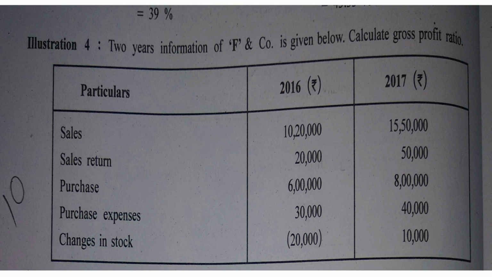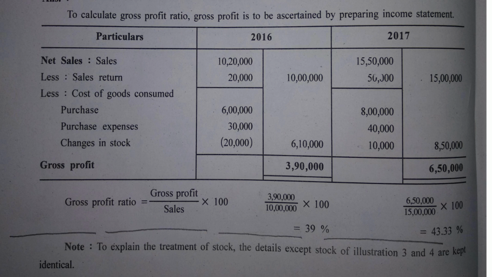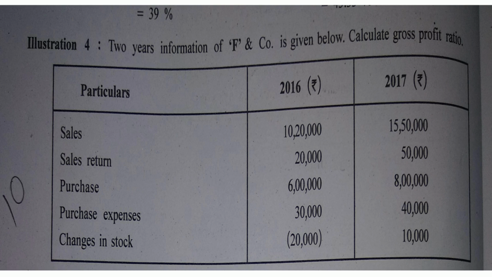Fine, then illustration 4 is also the same. Here also I can see that you are supposed to obtain net sales, then COGS. Yeah, it is the same. Alright. Now here the new point is changes in stock. Here it is given changes in stock.